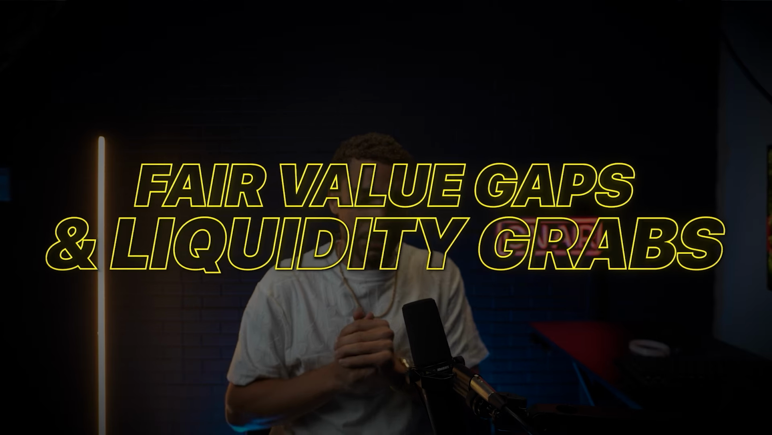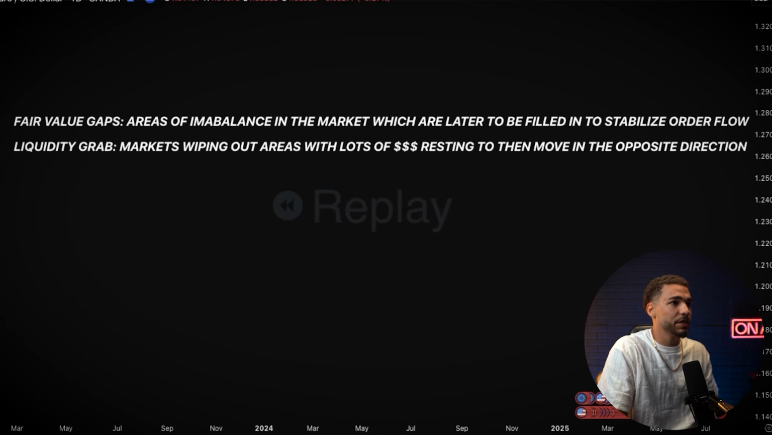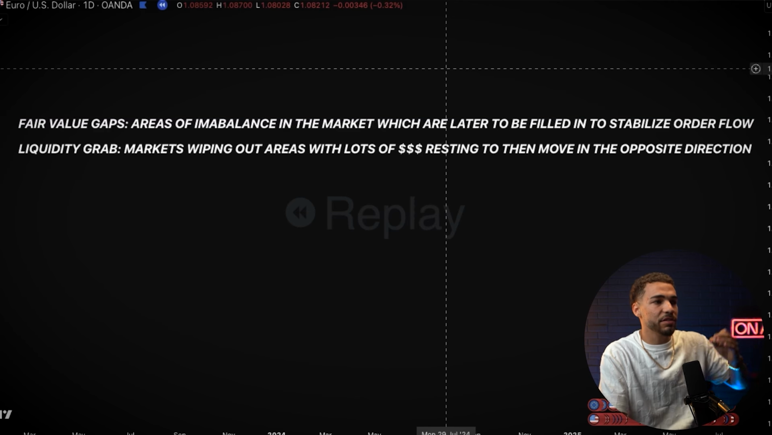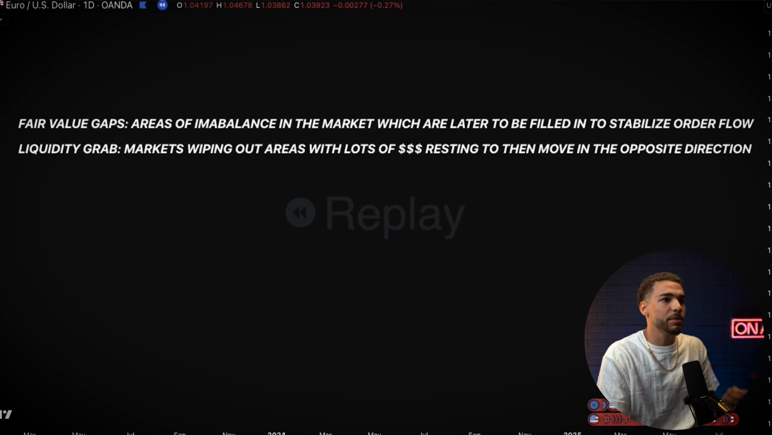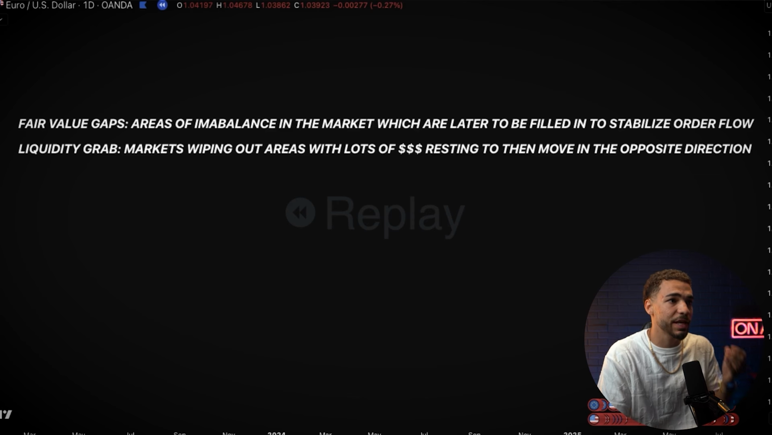And now we're going to hop into the final piece, which is going to be fair value gaps and liquidity grabs. Fair value gaps, by definition, as you guys can see here, are areas of imbalance in the market, which are later to be filled in to stabilize order flow. And a liquidity grab is markets wiping out areas with lots of money resting there to then move in the opposite direction. Let's start off with the fair value gaps.